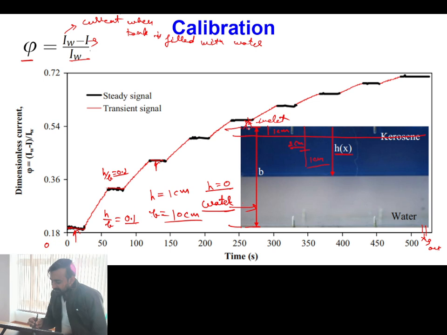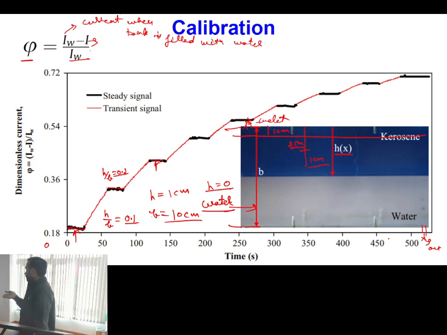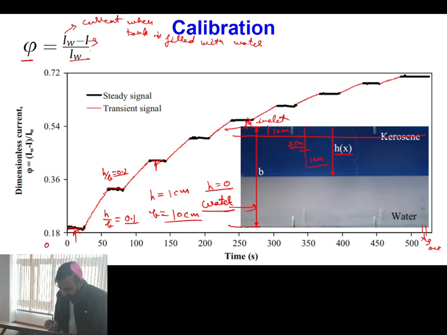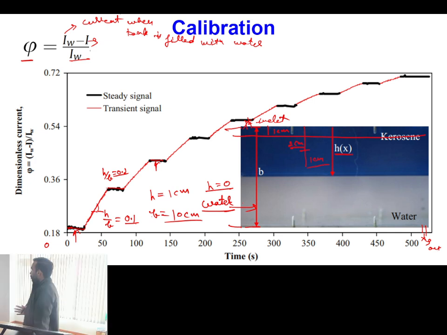Because the tank is of the same cross section, the rate at which we change the height of the interface defines the flow rate of the water drainage and the kerosene entry. So that flow rate we can predict from the signal if we simply take the slope of it. The slope of the signal can be correlated with the flow rate while the interface is gradually either rising or falling. Is this point clear?